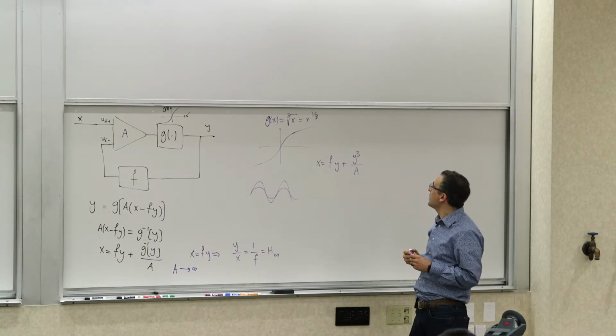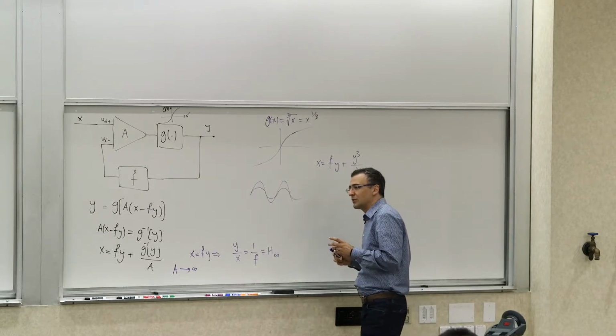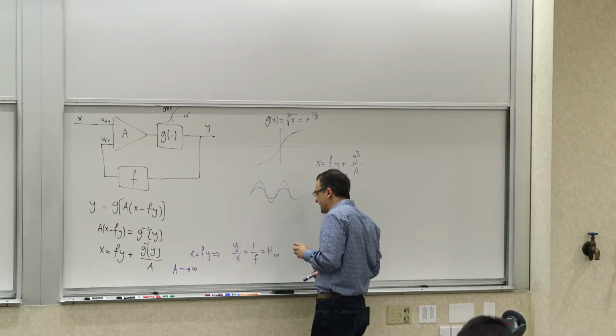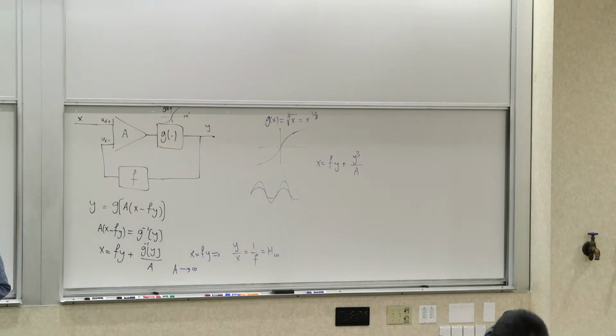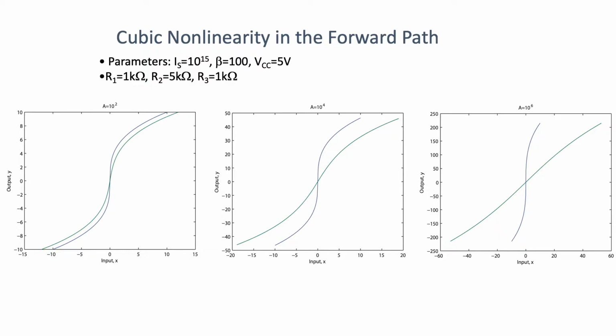So to see how it works, we've tried 3 examples. Let's say that you have a stage, this nonlinearity, with 3 levels of gain. So the first one is with a gain of, the plot on the left is done with a gain of 100, 10 to the power of 2.